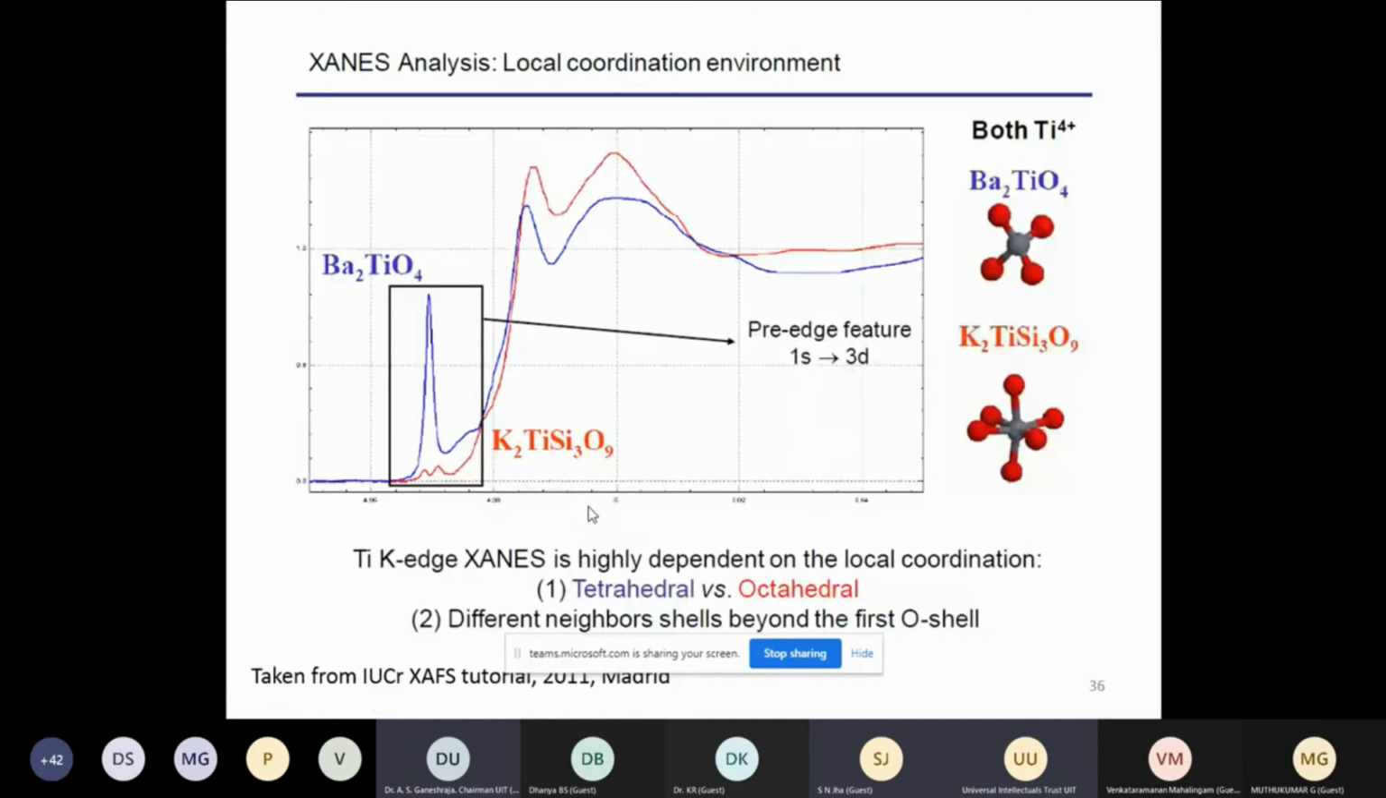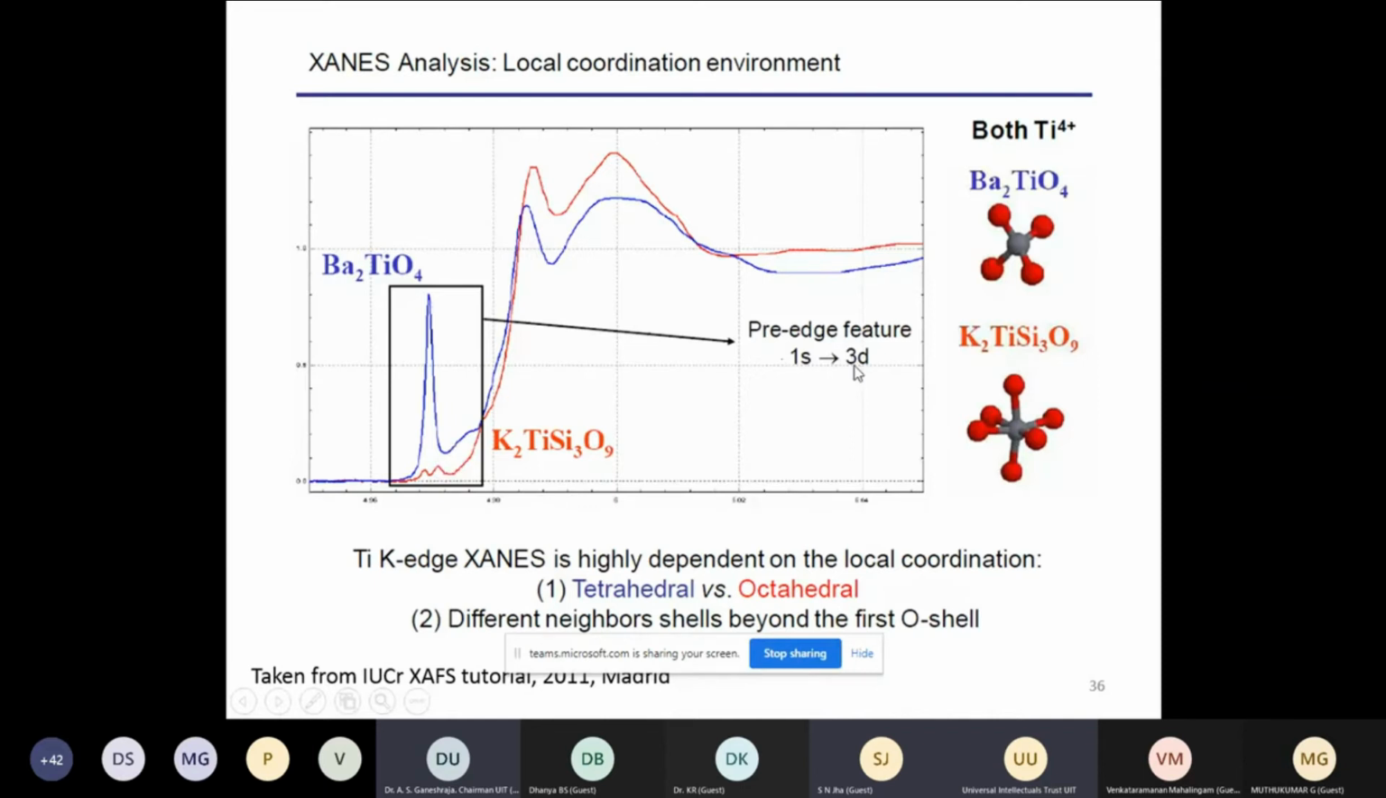This is an example of how we can say something about the local coordination environment. For example, here is a case of barium titanate, and we have two cases where the titanium is in the 4+ state. The chemical state is the same, but the nature of the environment in one case is tetrahedral and in the other case is octahedral. So in the case of this blue curve, which is the tetrahedral, there is a strong pre-edge peak, which is due to the 1s to 3d transition.